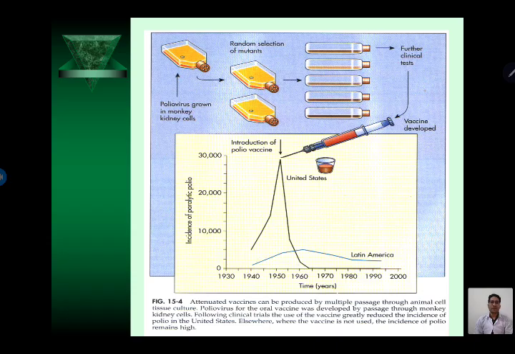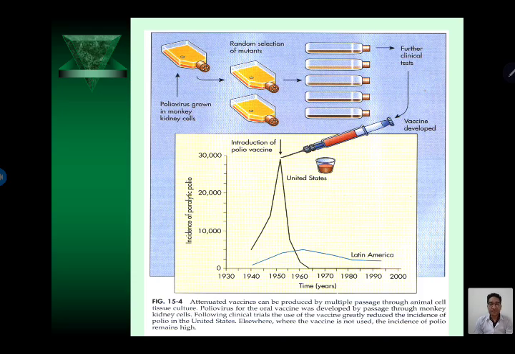So let's move forward. You can see the different processes in this picture. The poliovirus is grown in monkey kidney cells, followed by random selection of mutants, further clinical tests, and vaccine development, then the introduction of polio vaccines in the United States, and the incidence of paralytic polio in Latin America.